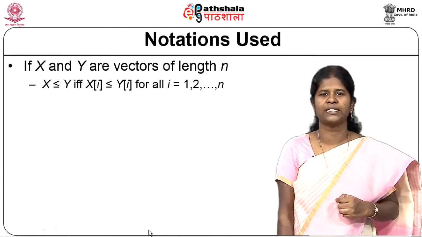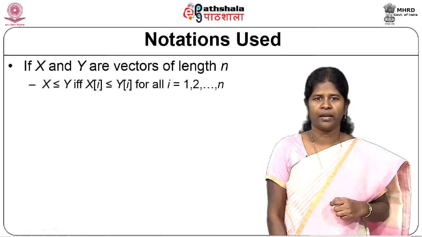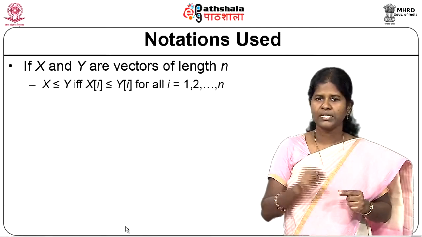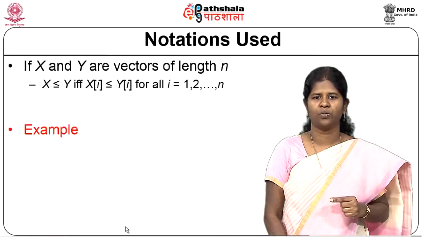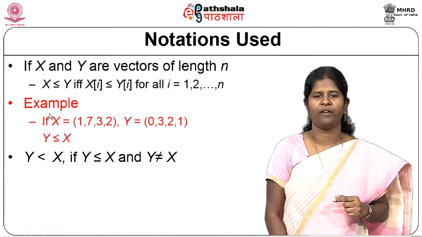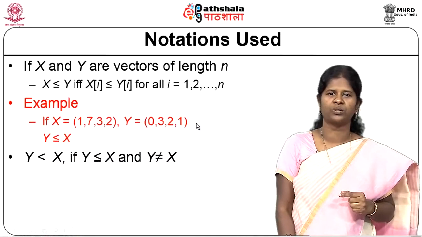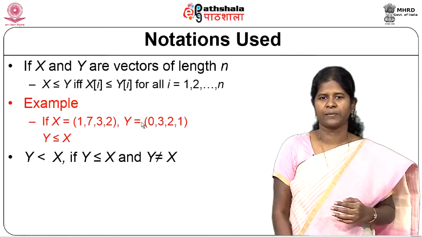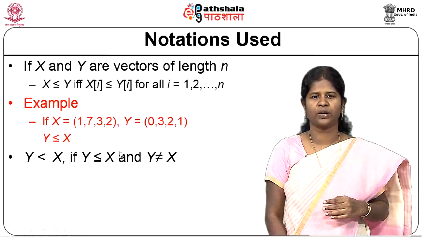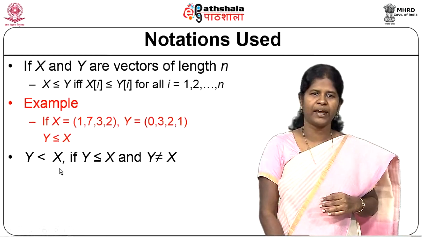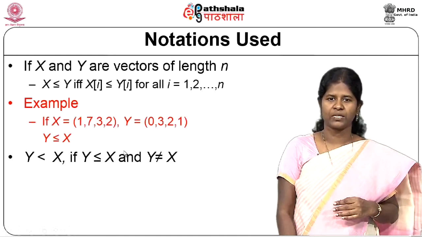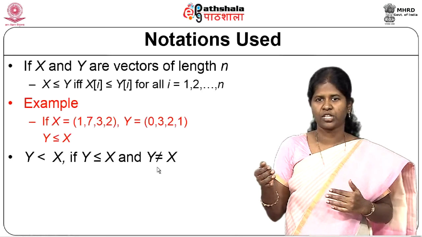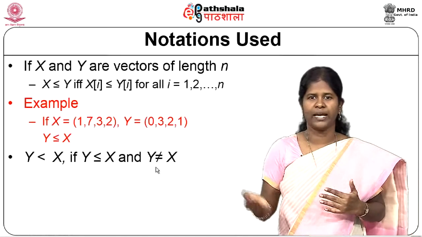If you have 2 vectors x and y of length n, then vector x is less than or equal to vector y if and only if each element in x is less than or equal to the corresponding element in y. So, for example, say x is equal to 1732 and y is equal to 0321. Each element in y is less than the corresponding element in x, and hence vector y is less than or equal to x. And y is less than x if y is less than or equal to x as well as y is not equal to x. That is, each element is less than or equal to the corresponding element in the other vector as well as it is not equal to the other vector.